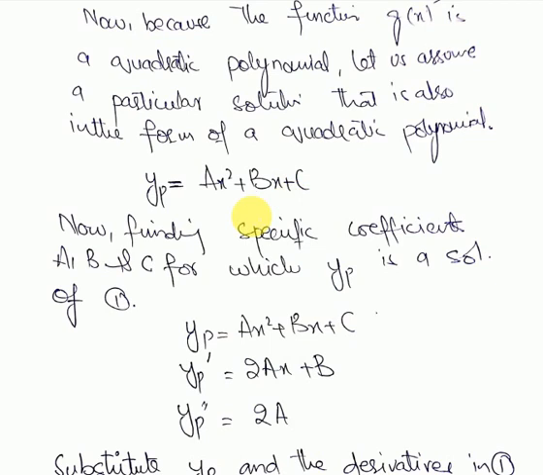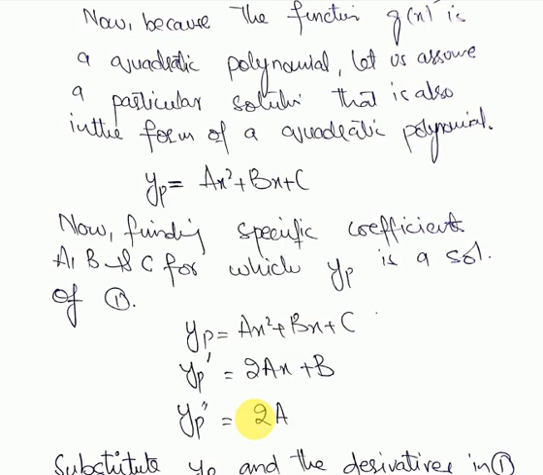Now we need to find the specific coefficients a, b and c so we can find the particular solution, for which yp is also a solution of equation 1, our given differential equation. Now yp is equal to ax square plus bx plus c, we assumed it. And what will be yp dash? Taking the first derivative, 2ax plus b, and yp double dash is equal to 2a.